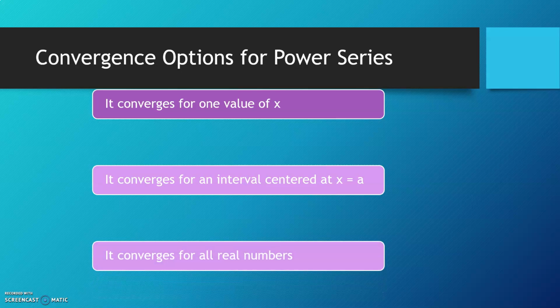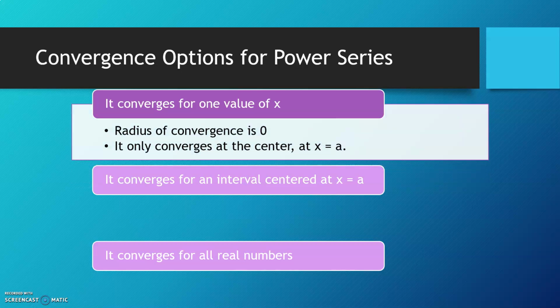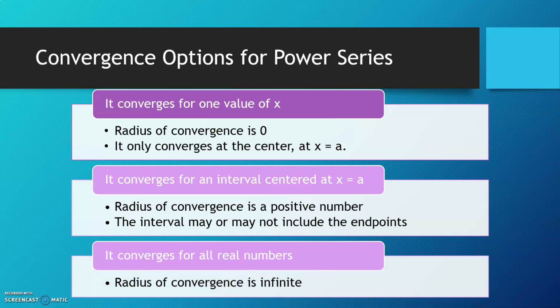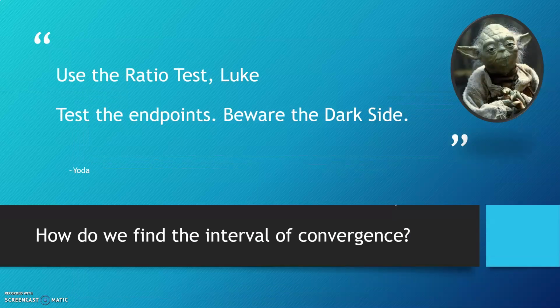What we're doing today will do nothing for those first and third conditions. If it converges for one value of x, then you don't really have an interval of convergence, you just converge at that one value. If you have an interval that's centered at a, if you get a radius of convergence that's a positive number, then you have to check the endpoints, and that's what today's about. If it converges for all real numbers, then you're done. If your radius of convergence is infinite, you don't have to check the endpoints because they're infinite. So that's what today's going to be about. We're going to be using it to check the endpoints, really. That's all we're doing today.